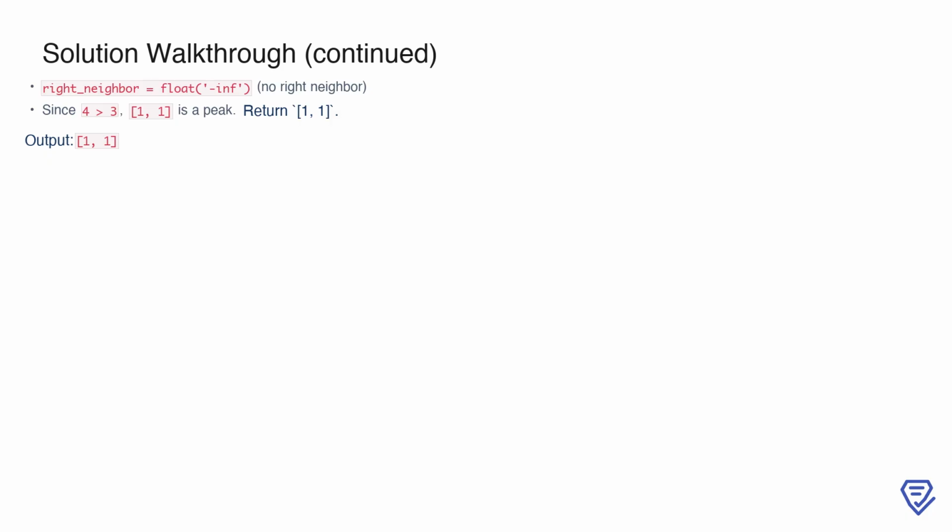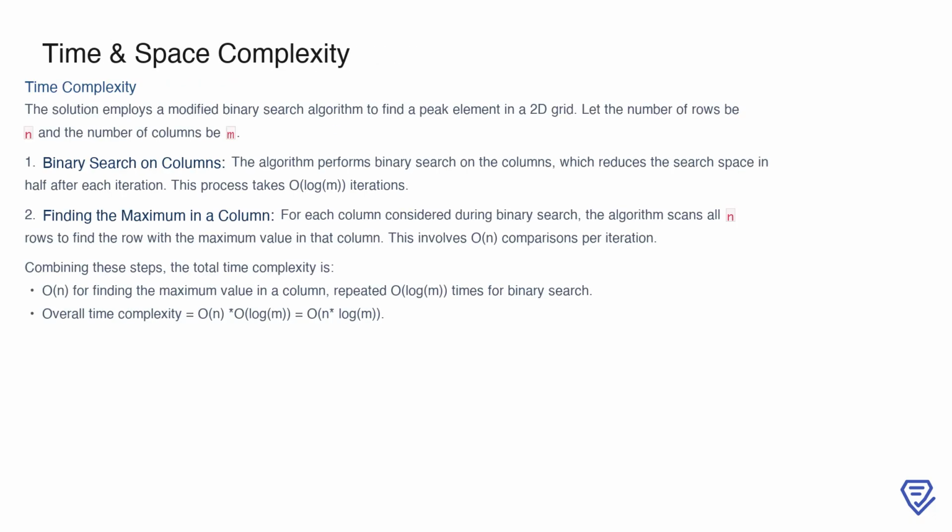This example demonstrates how the algorithm handles edge cases effectively, ensuring that it always finds a peak regardless of the matrix size or shape. In this algorithm, we use a modified binary search approach to efficiently locate a peak element in a 2D grid. The grid has dimensions n rows by m columns, and the key steps involve reducing the search space systematically. First, binary search is applied to the columns, which allows us to halve the number of columns we need to consider after each iteration. This process alone takes log m iterations because the search space diminishes exponentially.